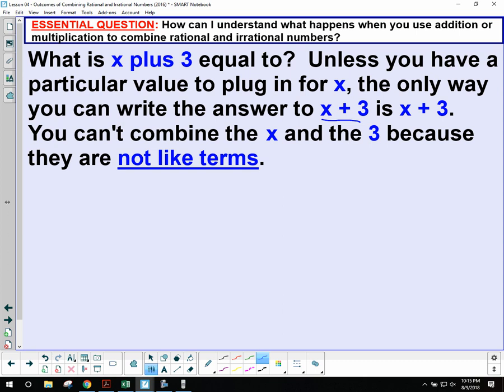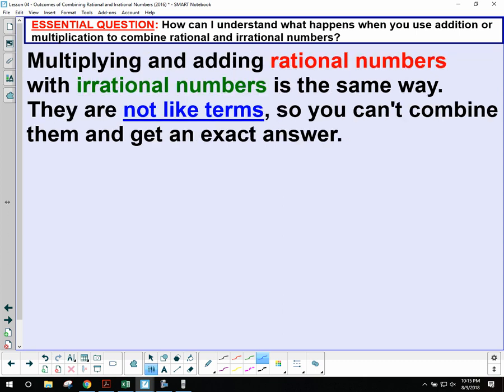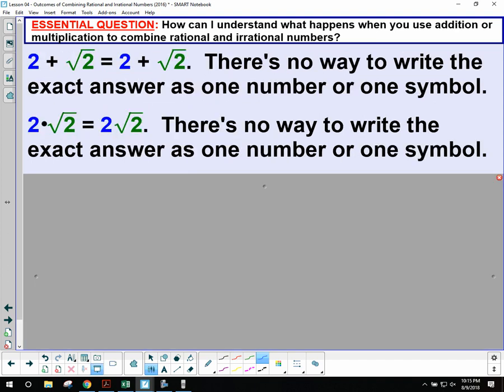Multiplying and adding rational numbers with irrational numbers is the same way. They are not like terms, so you can't combine them and get the exact answer. So anything times an irrational number is going to give you irrational numbers. Obviously, except for that previous example where we took irrational times irrational.